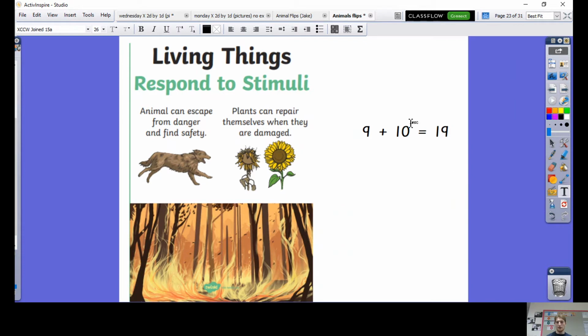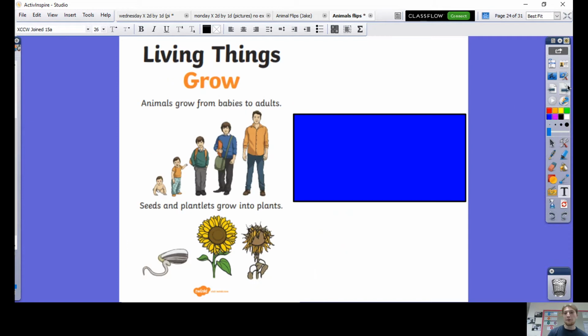Okay, super. So we can respond to stimuli. We know our maths. We can escape from danger if we need to. We can heal ourselves. We respond to stimuli. We're again on our way to knowing if we're a living thing or not. Brilliant. Okay, next thing then.